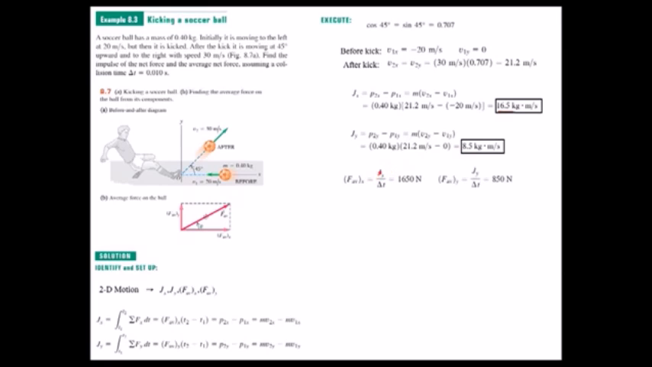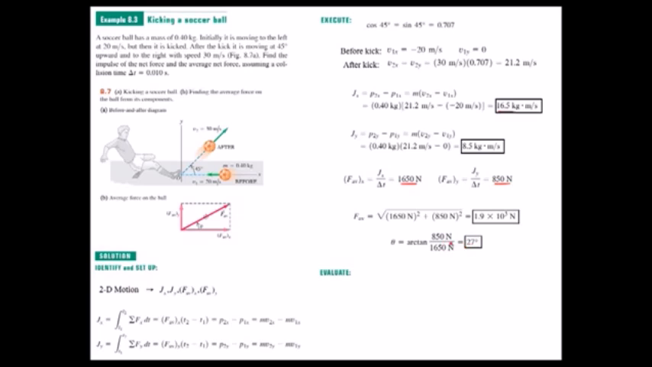The corresponding force is the impulse divided by the time, which is 0.01 seconds. So we get 1,650 newtons of force in the x direction applied by the foot of the soccer player, and 850 newtons of force in the y direction. The magnitude of that force is 1.9 times 10 to the 3 newtons. And the angle at which the force is applied, taking the arctan of the y component over the x component, is 27 degrees.